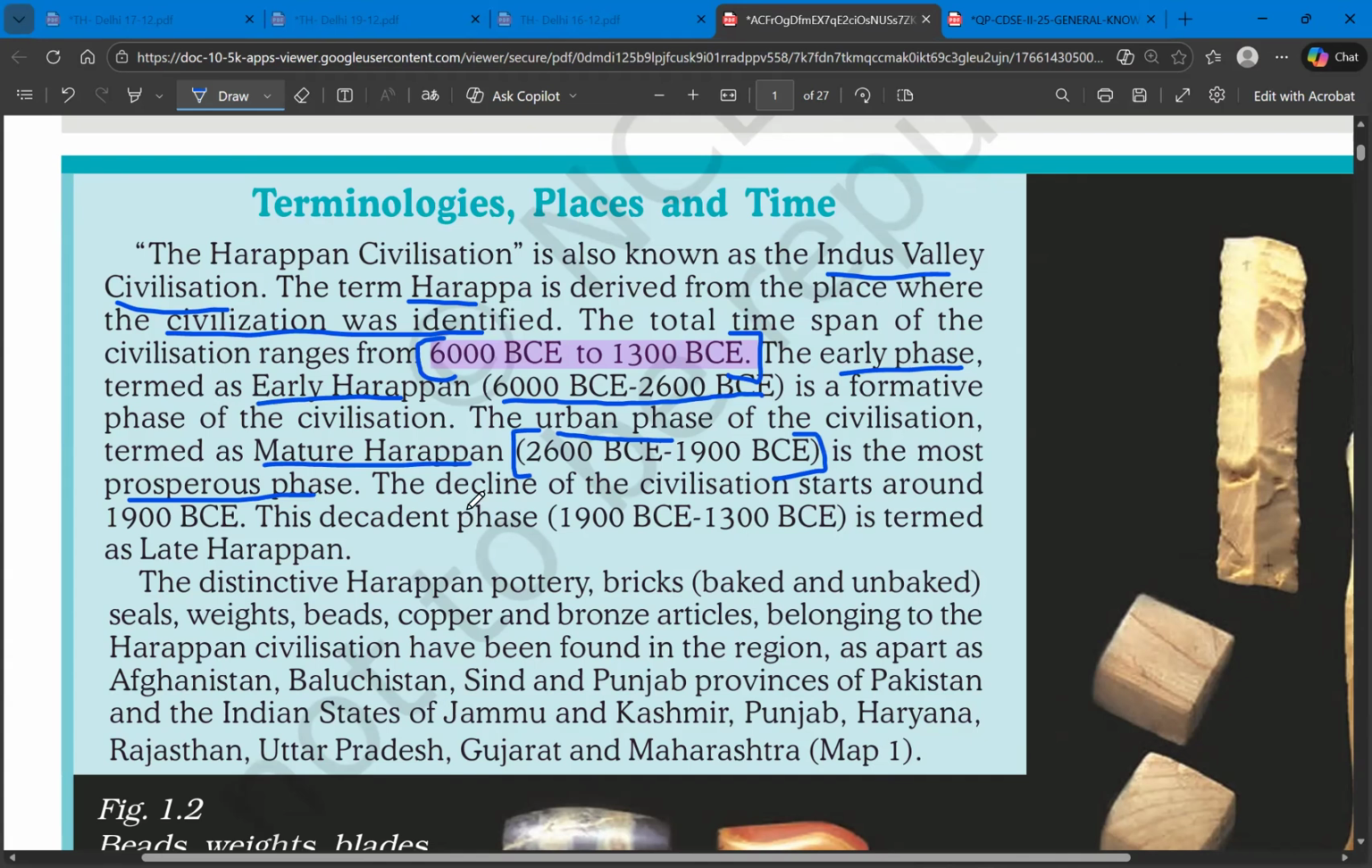And the decline of the civilization started around 1900 BCE. This is called late Harappan, and it lasted till 1300 BCE. So the time period of late Harappan is 1900 BCE to 1300 BCE. So these are the various timelines of different phases of Harappan civilization.